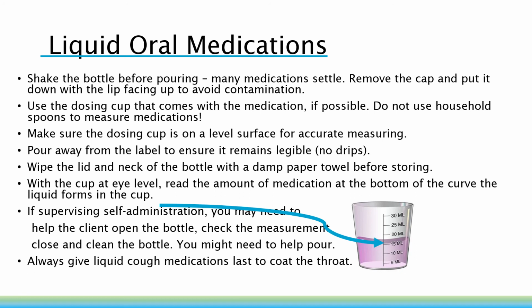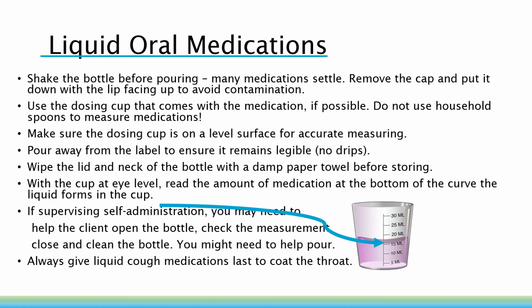Then you'll remove the cap and put it down with the lip facing up to avoid contamination. Use the dosing cup that comes with the medication if possible. Do not use household spoons to measure medications. Make sure the dosing cup is on a level surface for accurate measuring. If it's tilted, it will not be an accurate pour. Pour away from the label to ensure it remains legible and no drips can fall on the label.